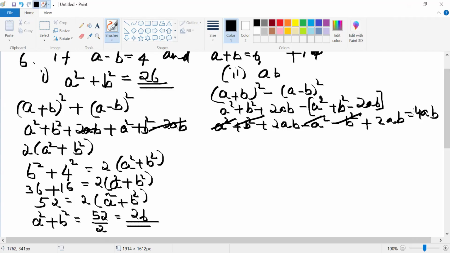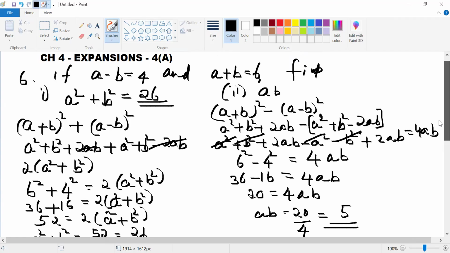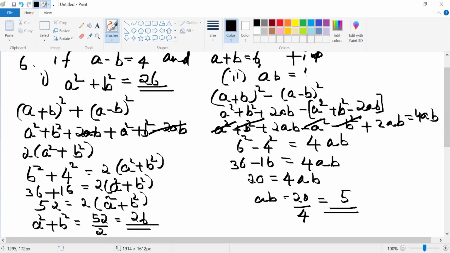We want AB only, so we can divide by 4. So A plus B, 6 square minus 4 square will give you 4AB. So 36 minus 16 is equal to 4AB. 20 equal to 4AB. So what is AB? 20 by 4, which is equal to 5. Clear? So AB equal to 5.